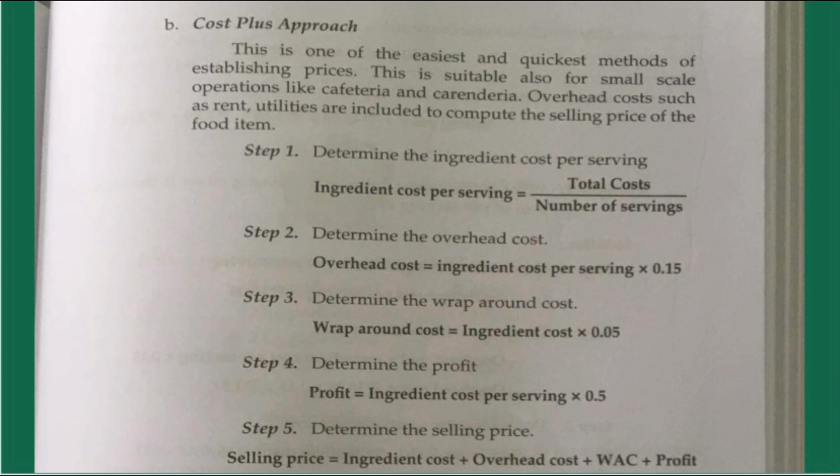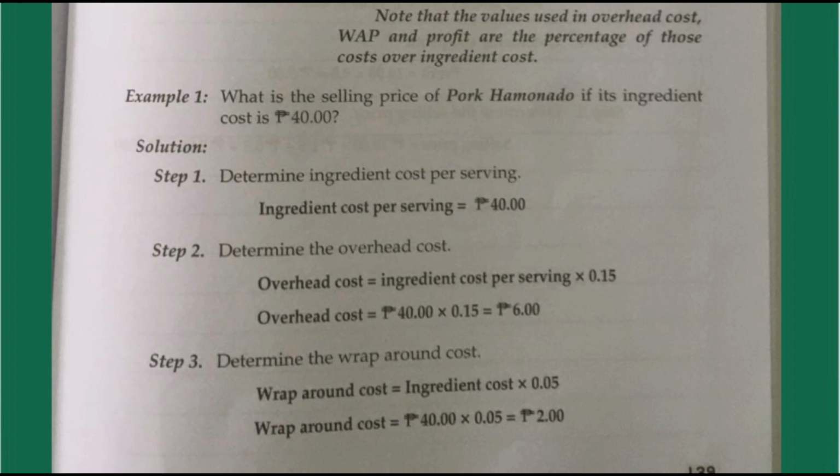Step 3. Determine the wrap-around cost. Wrap-around cost equals ingredients times 0.05. Step 4. Determine the profit. Profit equals ingredient cost per serving times 0.5. Step 5. Determine the selling price. Selling price equals ingredient cost plus overhead cost plus wrap-around cost plus profit. Note that the values used in overhead cost, wrap-around cost, and profit are the percentage of those costs over ingredient cost.